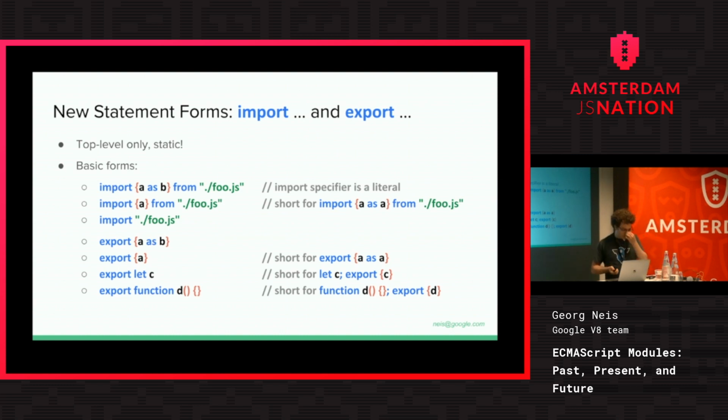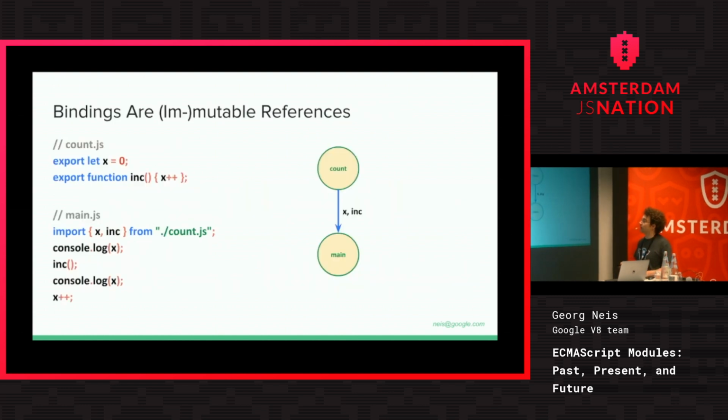You can also put export in front of any declarations, and it has the obvious meaning. Okay, now you have seen the syntax of imports and exports, and you have a vague idea of what it means, but let's look at an actual example to understand the semantics. So we have two modules here, a main module, which imports X and inc from a count module. The count module provides a counter. It exports a variable X and an increment function.